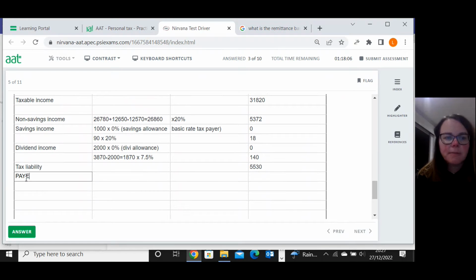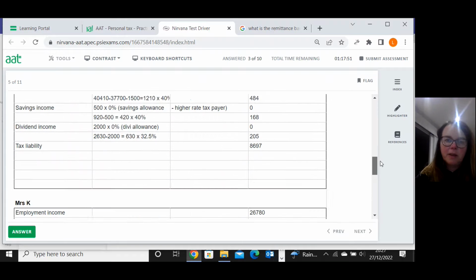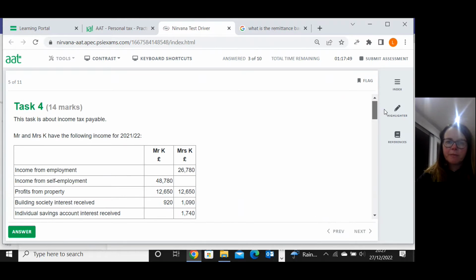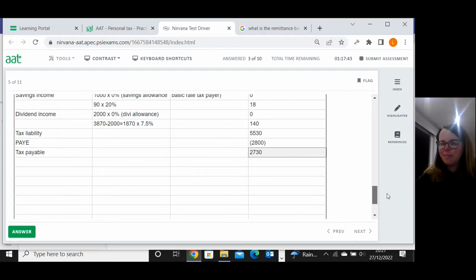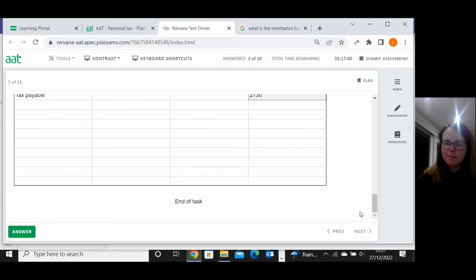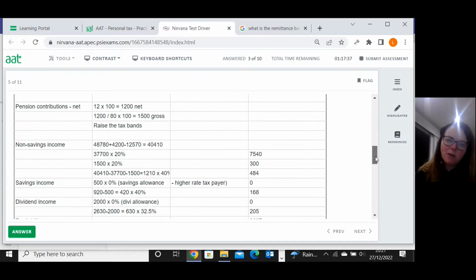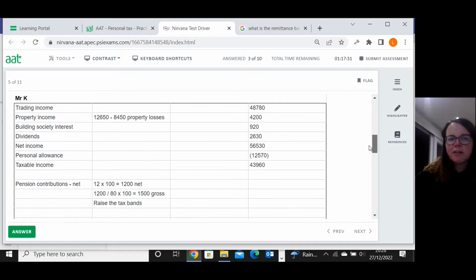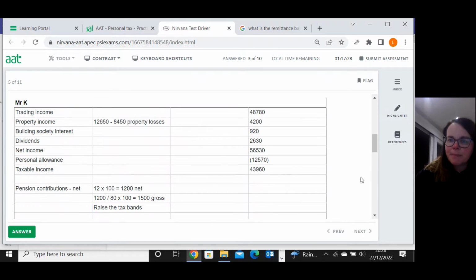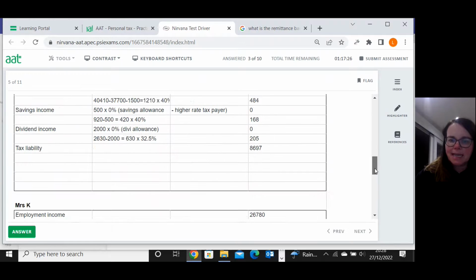We were told that she had some PAYE deducted at source of 2,800. So her tax payable will be 2,730. Time consuming, but 14 marks. Probably worth scribbling it out on a piece of paper first, but please make sure you practice typing it onto this 4-column situation, maybe even getting some other questions and using the 4 columns in this exam to really get used to how you're going to lay it out.